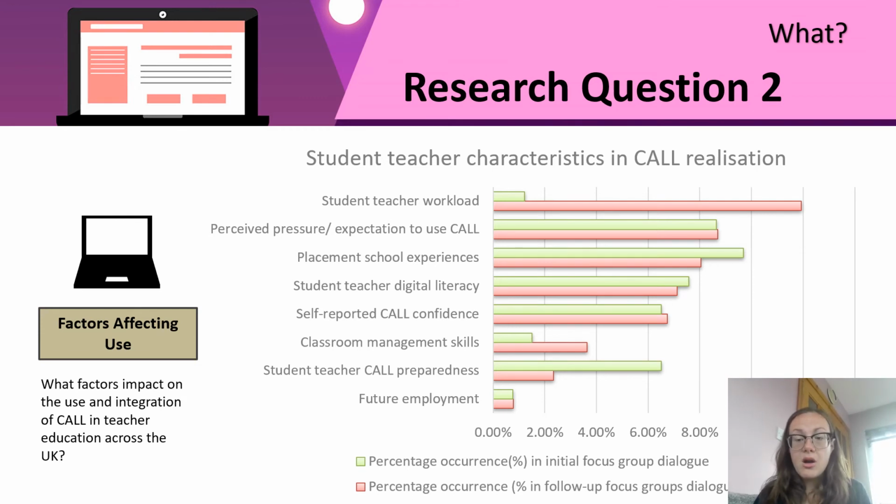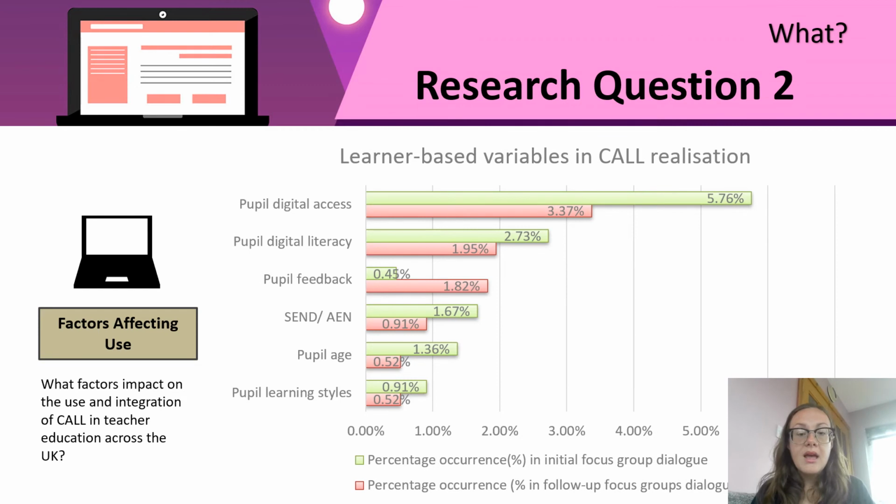Workload became far more important for student teachers at the end of their initial teacher education, whereby they recognised the effort and the time taken to orchestrate CALL in the modern foreign language classroom. As well as this, there were also learner-based variables. So we talked about the importance of these student-teacher characteristics when it comes to using CALL, but there are also important learner issues as well.